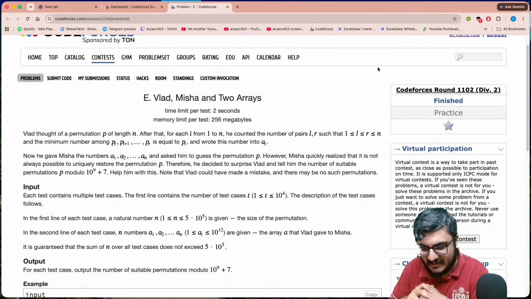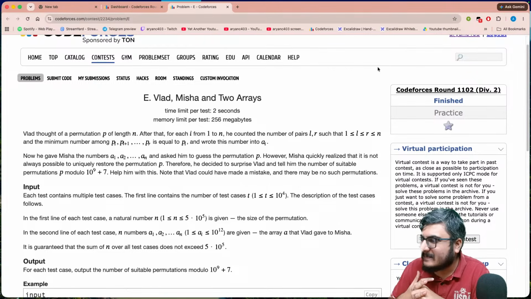Vlad, Misha, and the two arrays. Vlad thought of a permutation P of length n. After that, for each i from 1 to n, he counted the number of pairs (l, r) such that the minimum value among P_l to P_r is equal to P_i, and wrote this number into A_i. Now he gave Misha the numbers A_1 up to A_n and asked him to guess the permutation P.